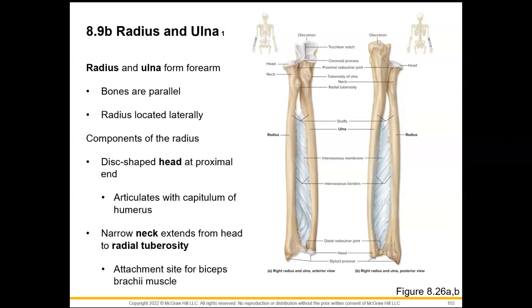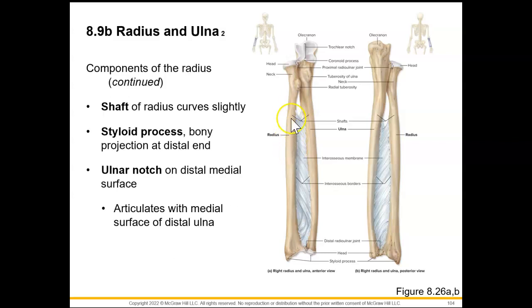This radial tuberosity is going to serve as an attachment site for the biceps brachii muscle. And then we have our shaft of the radius that curves just slightly, and toward the distal end we can find the styloid process, which is just a bony projection. Then we have this area in here in which we're going to find the ulnar notch. This is going to articulate with the medial surface of the distal ulna.